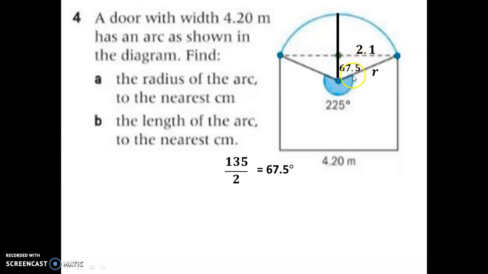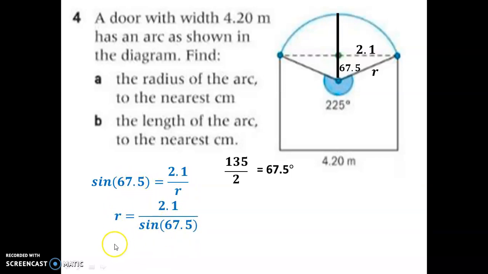Let's look at this. This is the hypotenuse. From this angle, this one is the opposite side. So we have opposite, and we want hypotenuse. Opposite and hypotenuse. Well, that's sine. So sine of that angle is opposite side 2.1 over hypotenuse, right here. To solve for r, we put the sine there, put the r there. We switch those. Solve that, and we get r equals 2.27 meters, which is 227 centimeters, because it wanted the answer in centimeters.